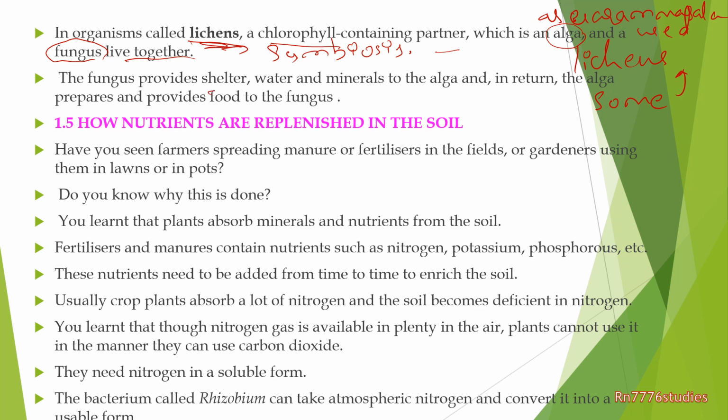The fungus provides shelter, water, and minerals to the alga, and in return, the alga prepares and provides food to the fungus. So, this condition is symbiosis. So, what happens here is the lichen is produced.